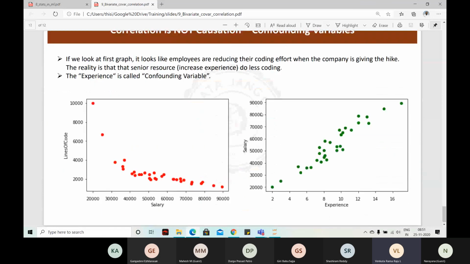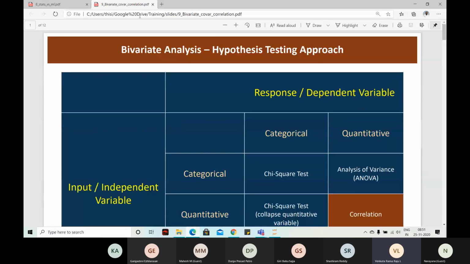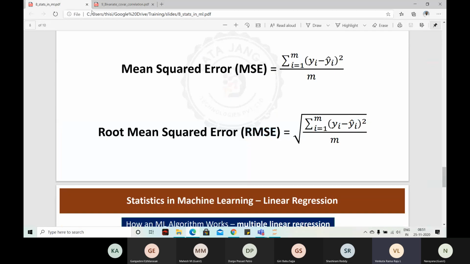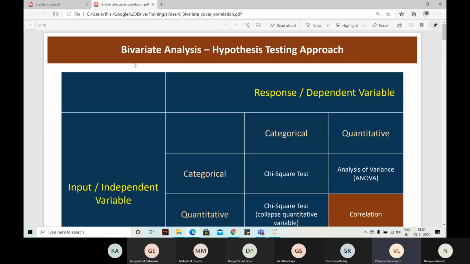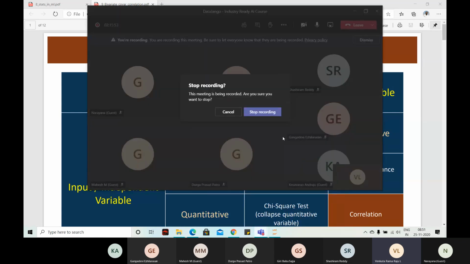These are very important concepts from an interview perspective as well as a work perspective. I give more preference to work rather than interview, but interview is always covered. So that's it for today. Any questions you can ask.